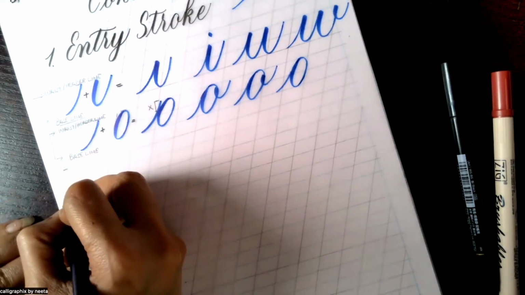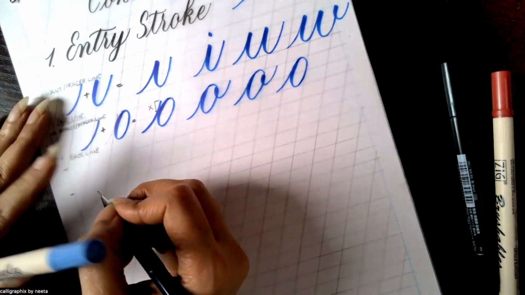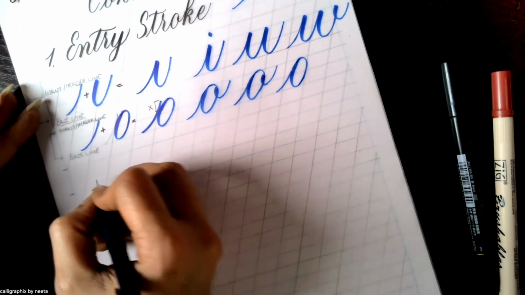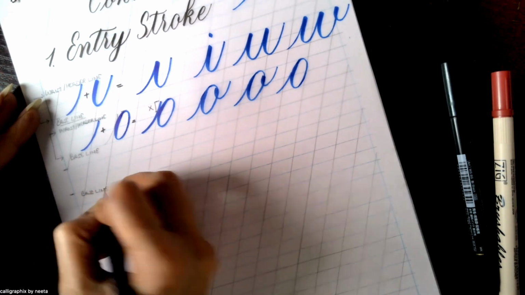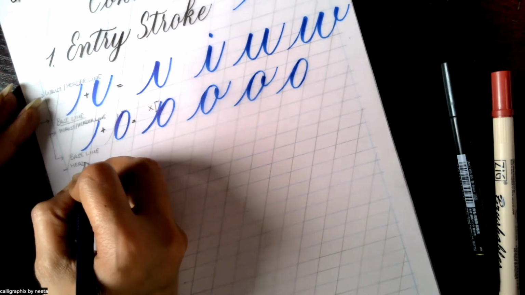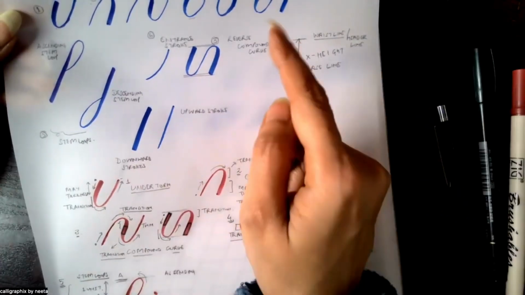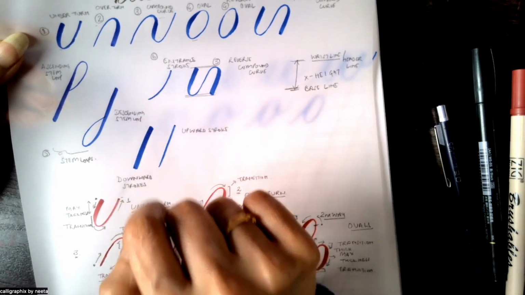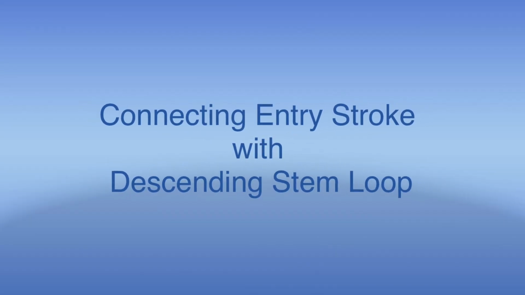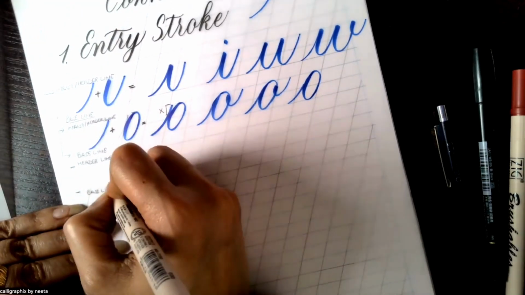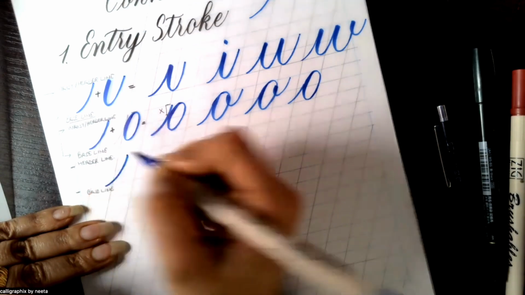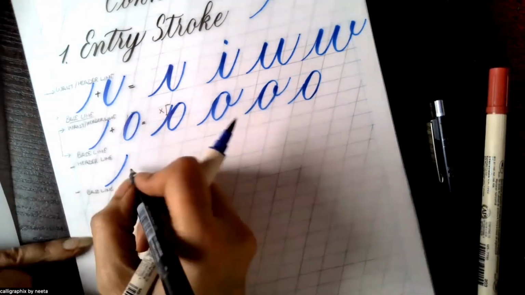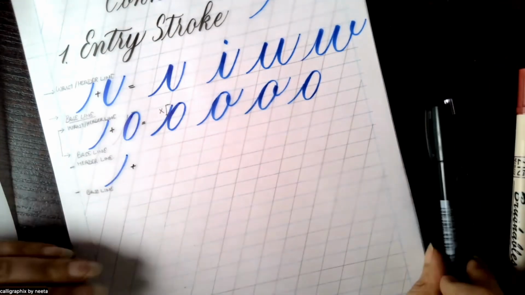Now for the next line, we are taking these two as one unit, these lines. So first, this is our base line. This is our header line. So now let's see, if you look at our previous sheet, now let's do it this way. Let's combine entry stroke with our descending stem loop. So this is our entry stroke. And then we are combining it with our descending stem loop.